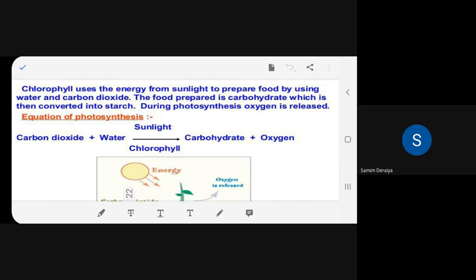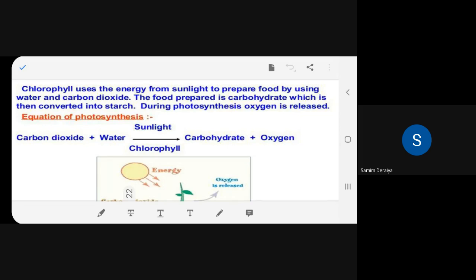Chlorophyll uses the energy from sunlight to prepare food by using water and carbon dioxide. The food prepared is carbohydrate, which is then converted into starch. Very good. During photosynthesis, oxygen is released.